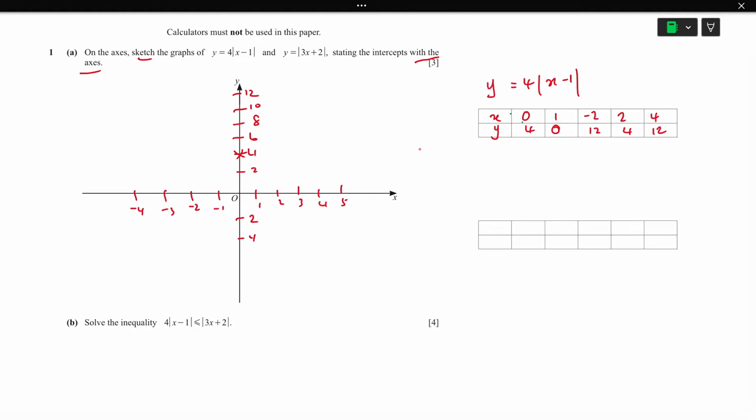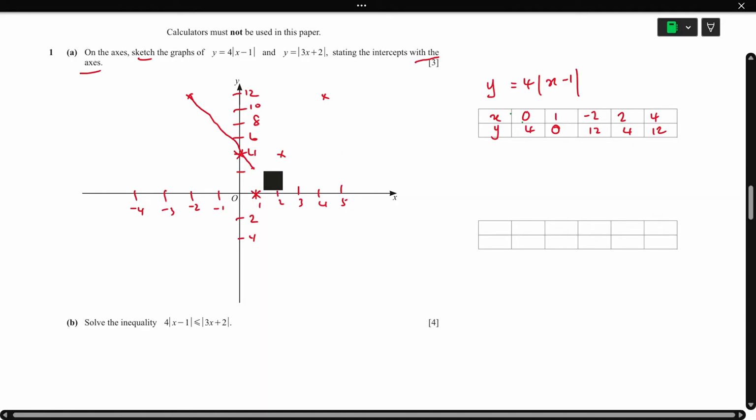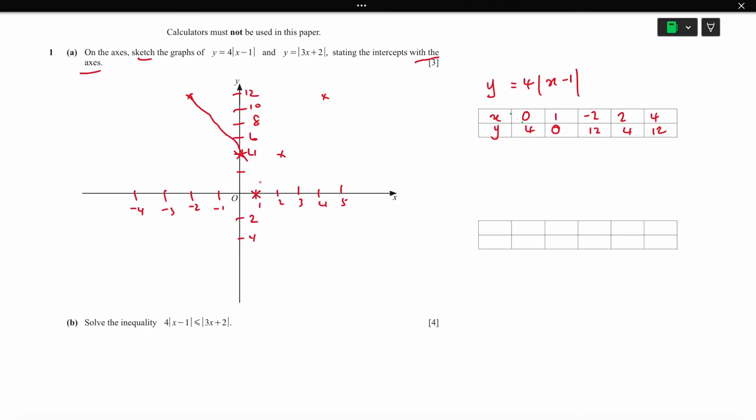Next 1 comma 0, it's going to be here. Next negative 2 comma 12 is going to be here. Next 2 and 4 is going to be here. Next 4 and 12 is going to be here. So the graph will be straight lines touching here, and we'll get the graph this way.